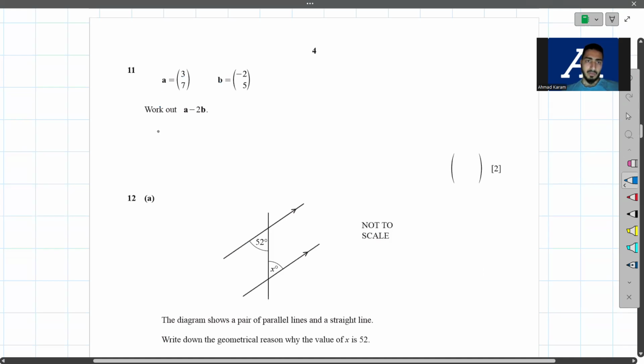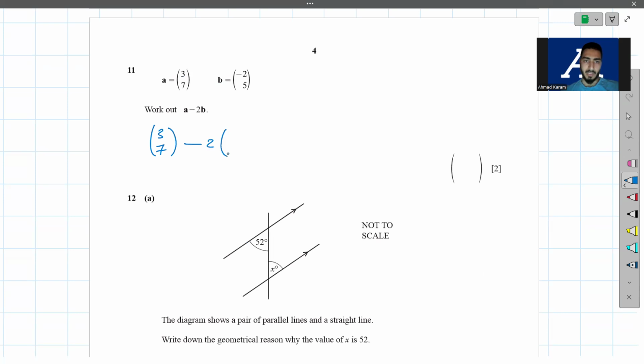Vectors. The first vector is 3 and 7, minus 2 multiplied by negative 2 and 5. So it's 3 and 7 minus the scalar multiplied: negative 4 and 2 multiply 5 is 10. Subtract, it's 7 and negative 3.